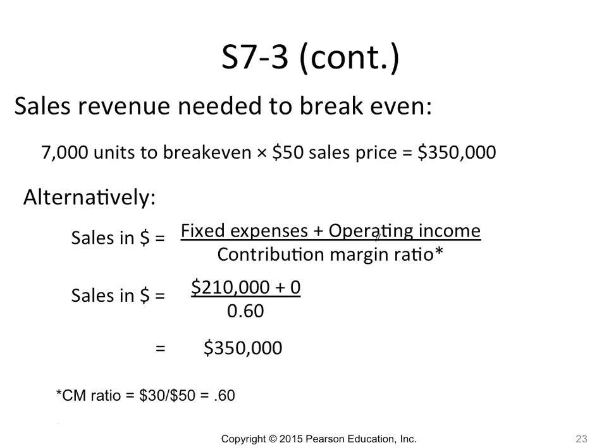And this one is an alternative way to find it. The CM ratio is 30 divided by 50, so 60%. We find this very easily because the CM is 50 minus 20, divided by the total sales per unit, so we got 0.6, and then we can use the same idea to find the total sales revenue.